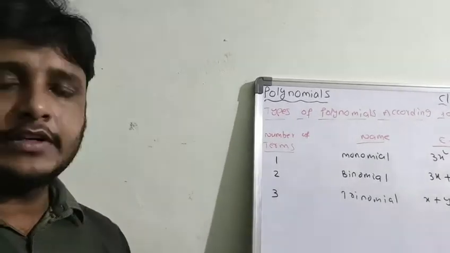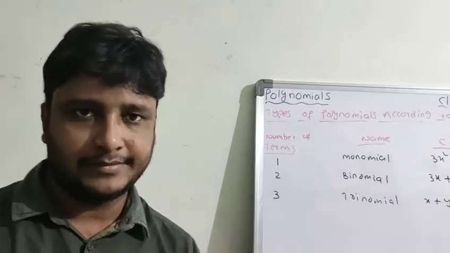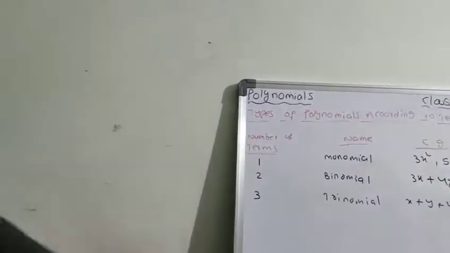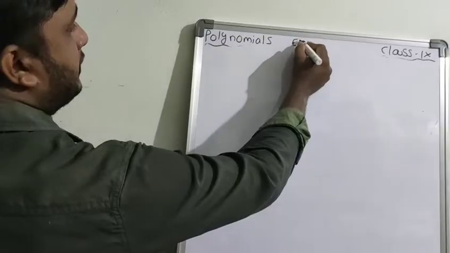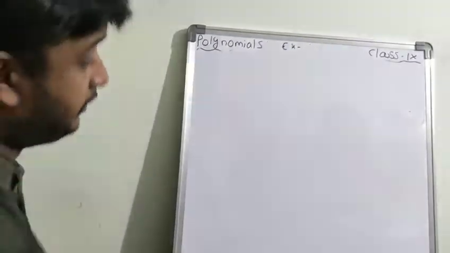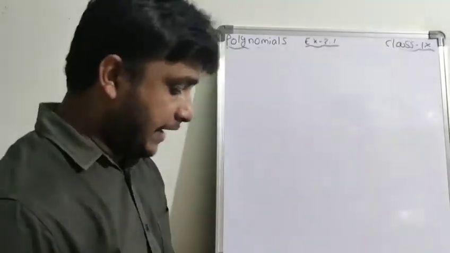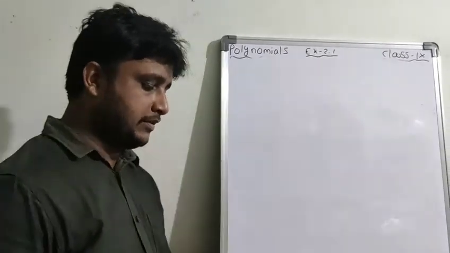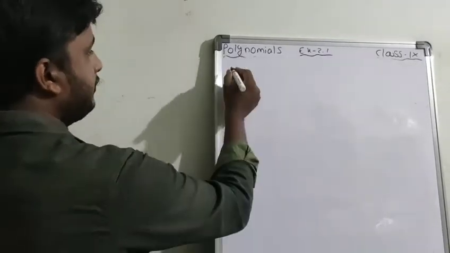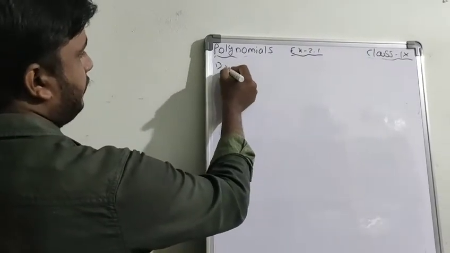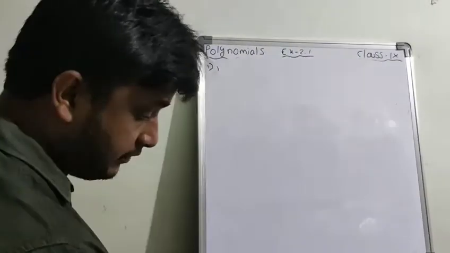Okay, now we are going to discuss the first exercise. Let us move on. Exercise 2.1. The first question: find the degree of each of the polynomials given below. I am taking only some questions.